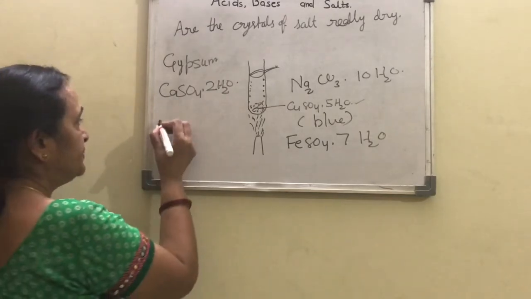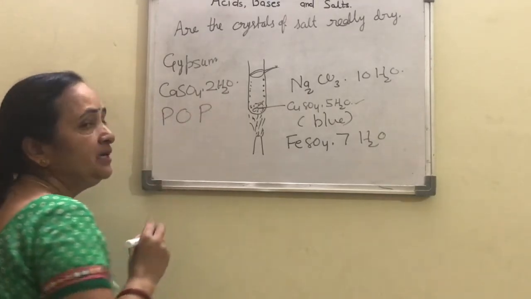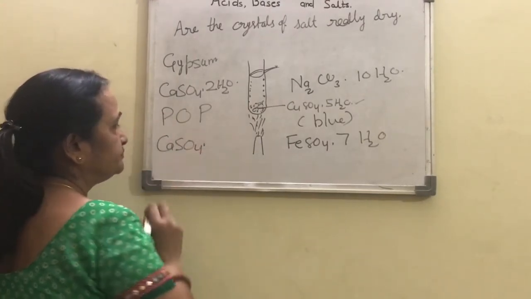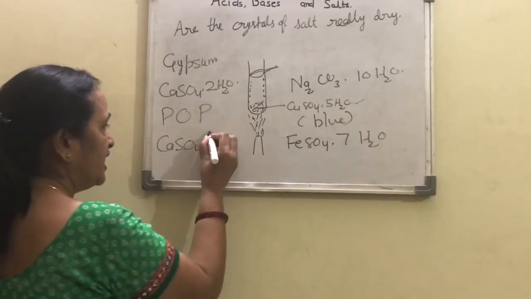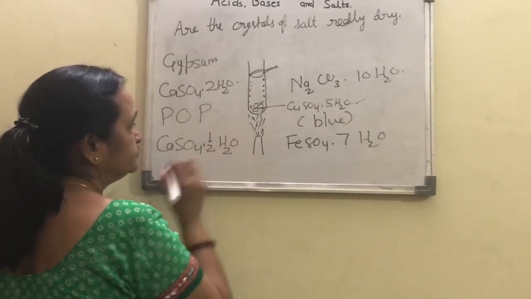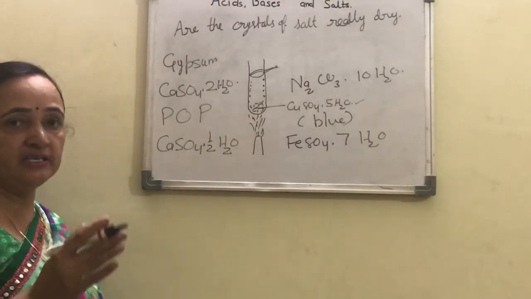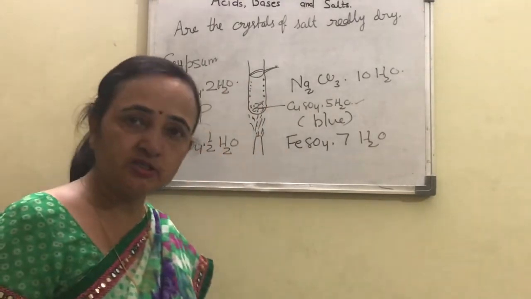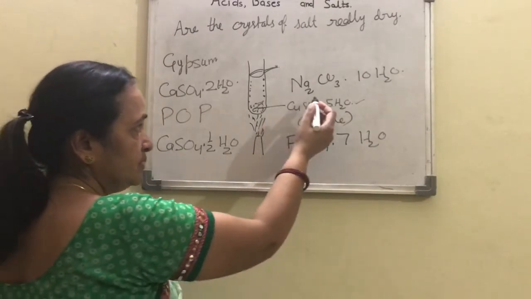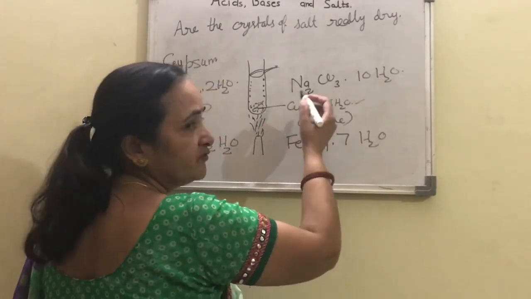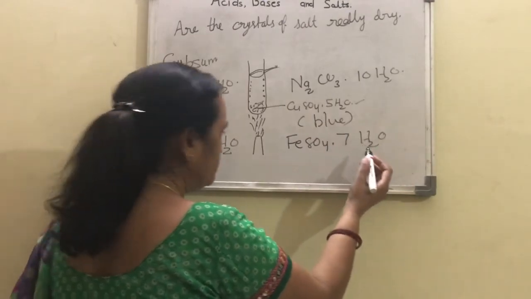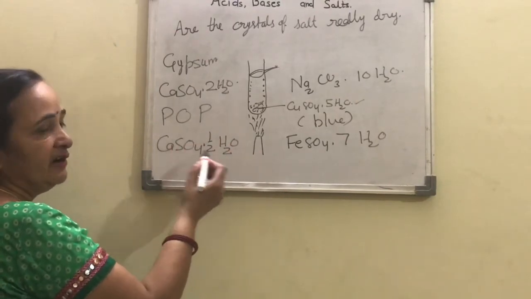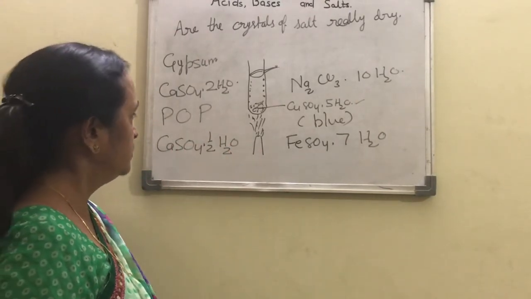And then there is plaster of Paris, in short POP, and in this only half molecule of water is there, CaSO4 dot half H2O. So this way you can see that in different compounds a different number of water of crystallization is there. For sodium carbonate 10 molecules, for copper sulfate 5 molecules, for ferrous sulfate 7 molecules, for gypsum 2 molecules, and for plaster of Paris half molecule. So these are the water of crystallization.